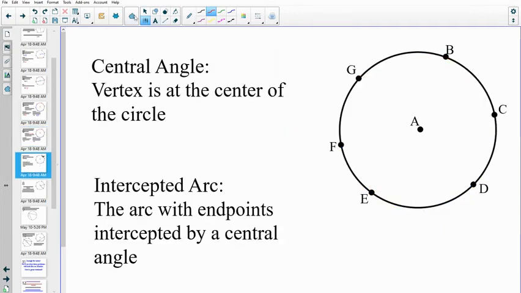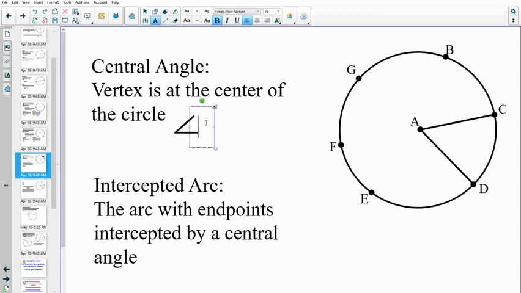Moving along, central angle. I'm going to switch over to my segment tool so I can draw these more efficiently. A central angle is an angle where the vertex is at the center of a circle. So here would be an angle, a central angle. Angle CAD is a central angle. And I can draw this, of course, as angle CAD.